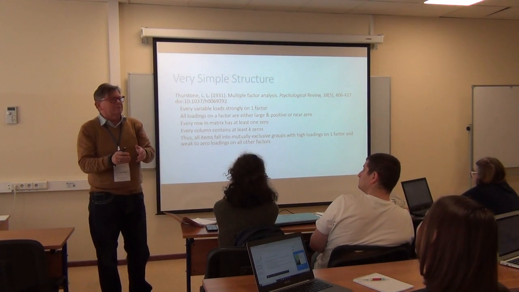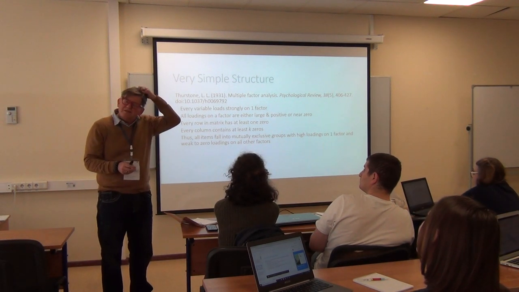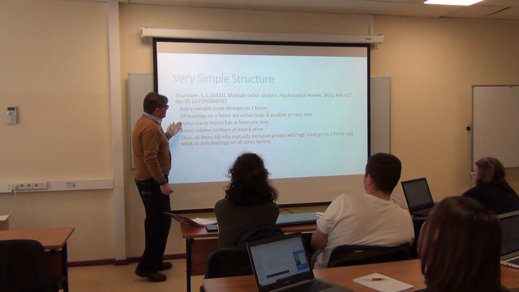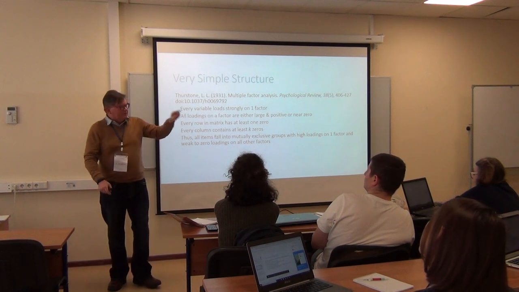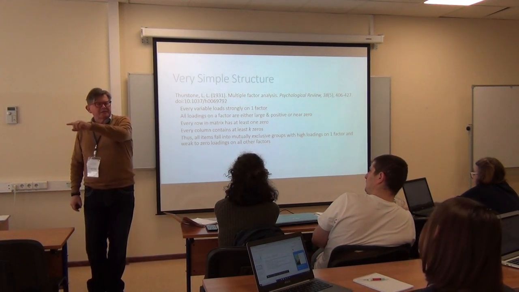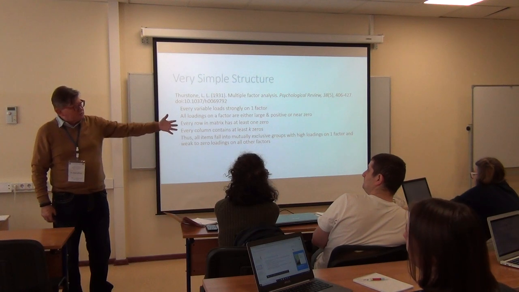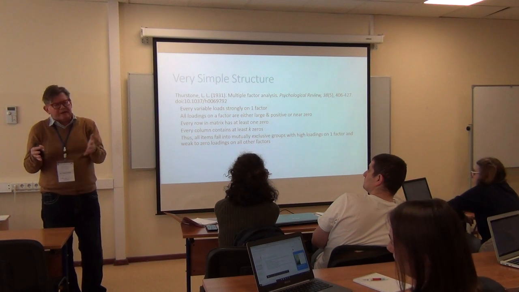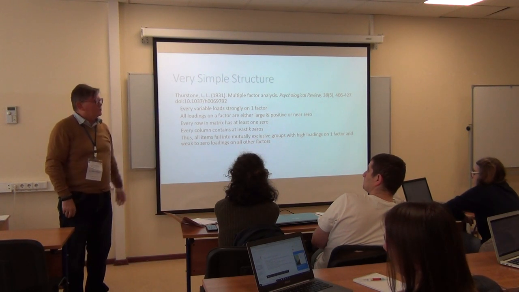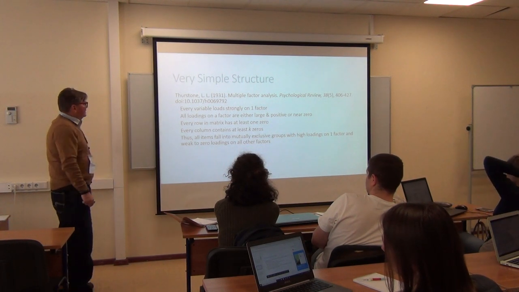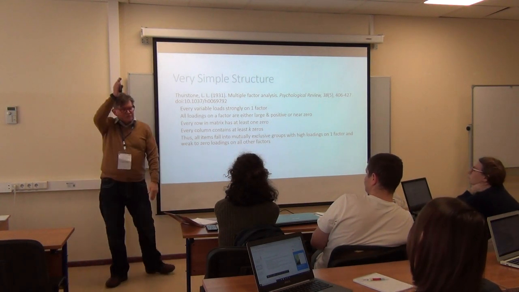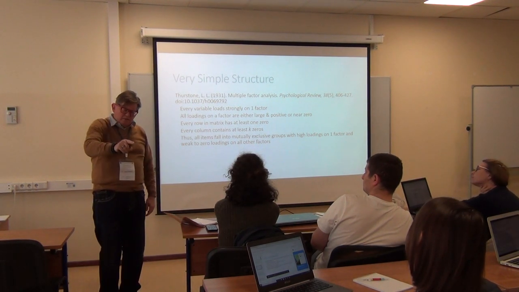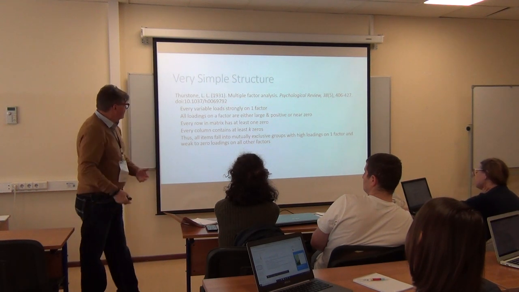Either it really belongs here, but if it wants to belong on two things, well, which one is it? How do I decide? Every row in the matrix has at least one zero. So here's the items by factor, and somewhere it has a close to zero on at least one factor. And every column, the factor columns, have some zeros on them. So yes, yes, yes, no, no, no, no. That's what we're following.